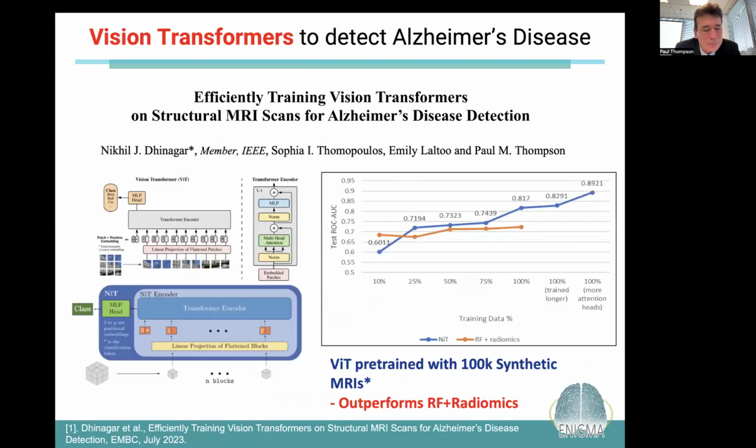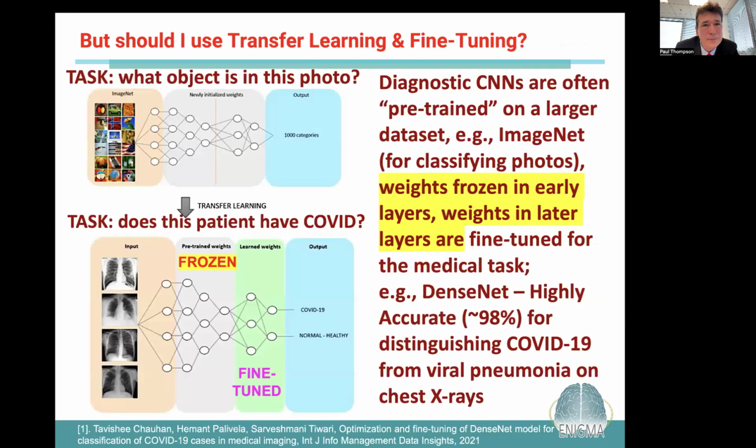A different class of deep learning methods, transformers, is used for encoding text. So adapting these to images, you can split your image up into patches, just like words in a language. And you can feed them into, in this case, a vision transformer and have it classify Alzheimer's disease. And it actually does pretty well. It does better, particularly if pre-trained, than the other methods that we've been talking about.